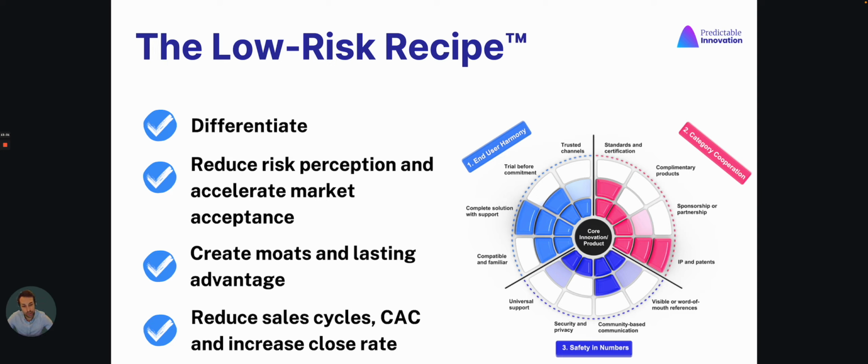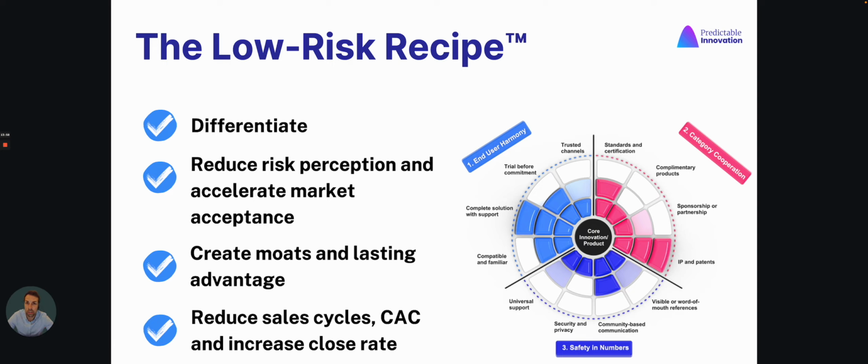And so if you have a look at this graphic, this is the low risk recipe. We divide it in 3 different categories. We have the end user harmony attributes that you can add to your product offering. We have the category cooperation and the safety numbers. But what's really important to understand now is the difference between the core innovation product. You can see it in the very center in black. That's the core innovation product.